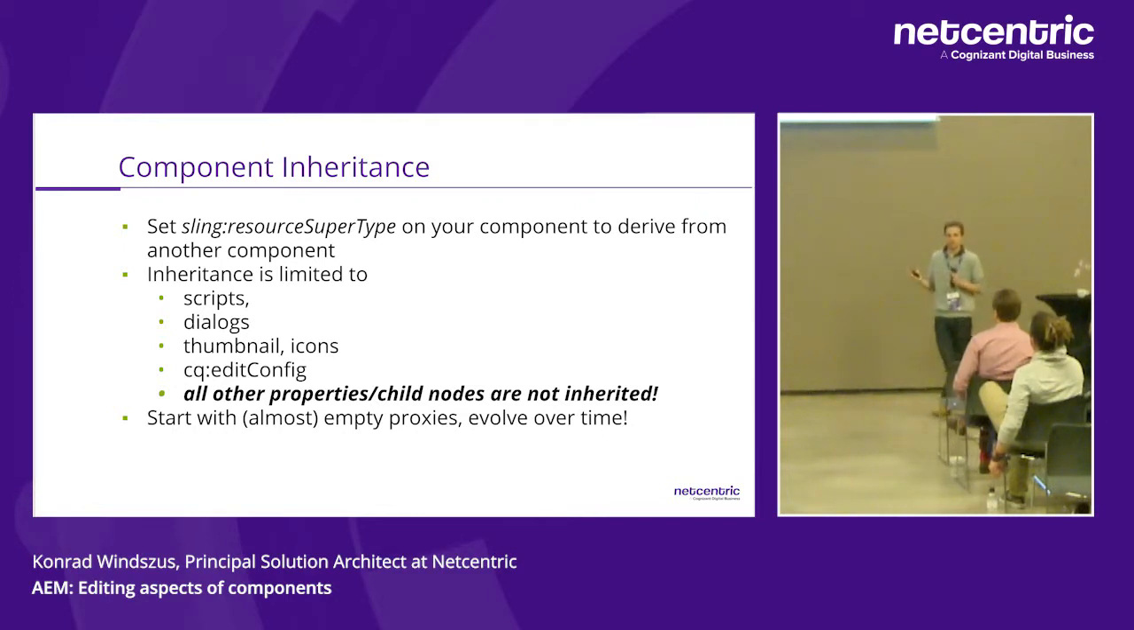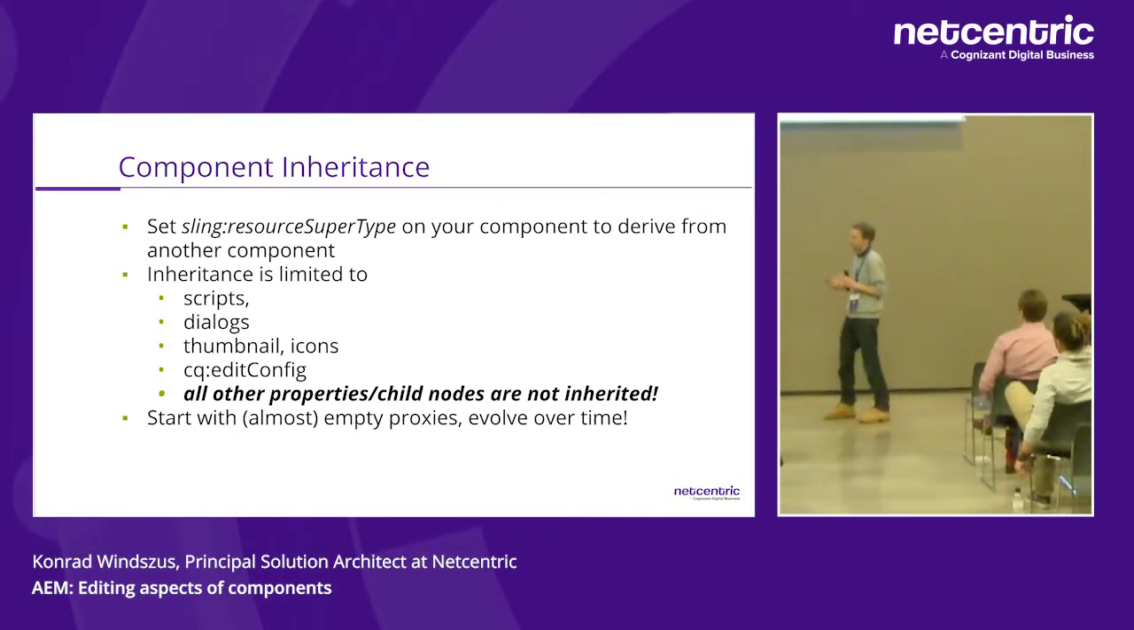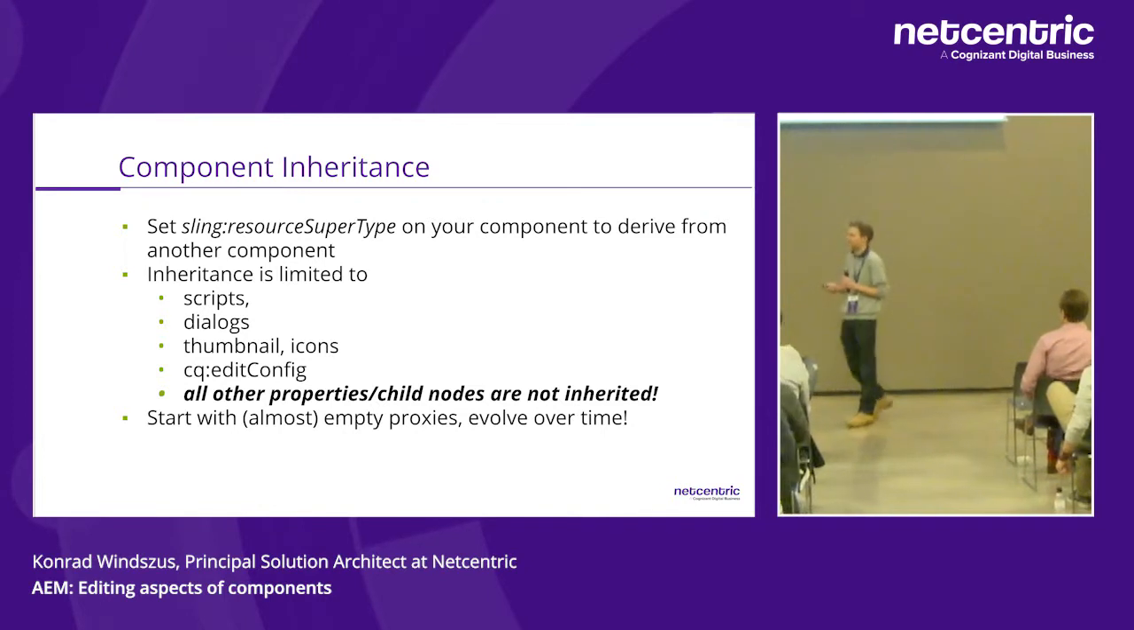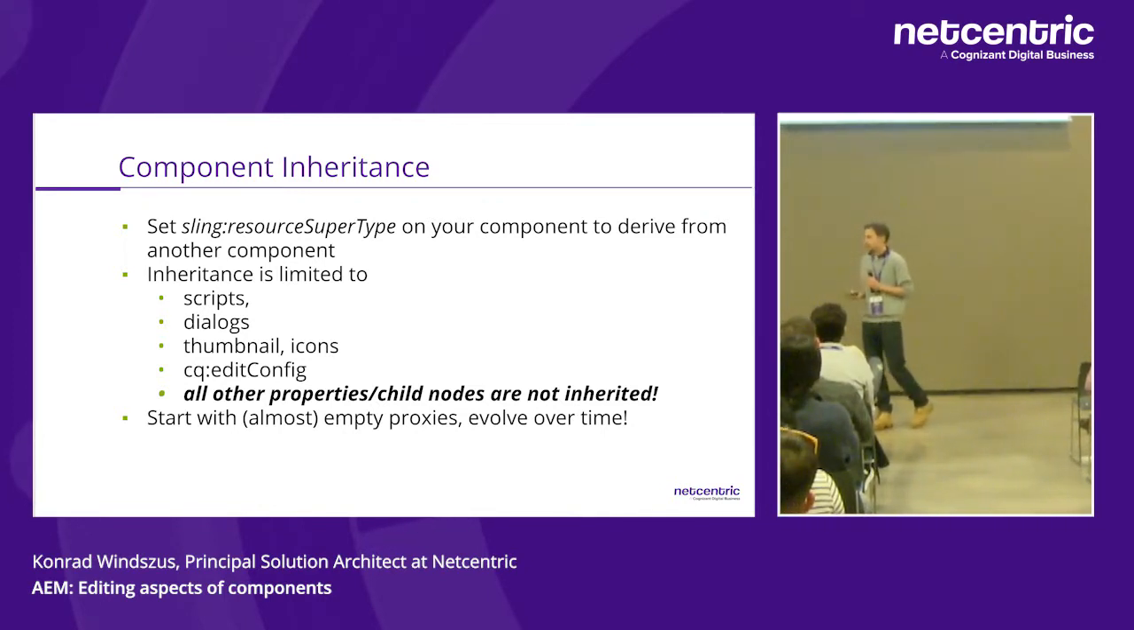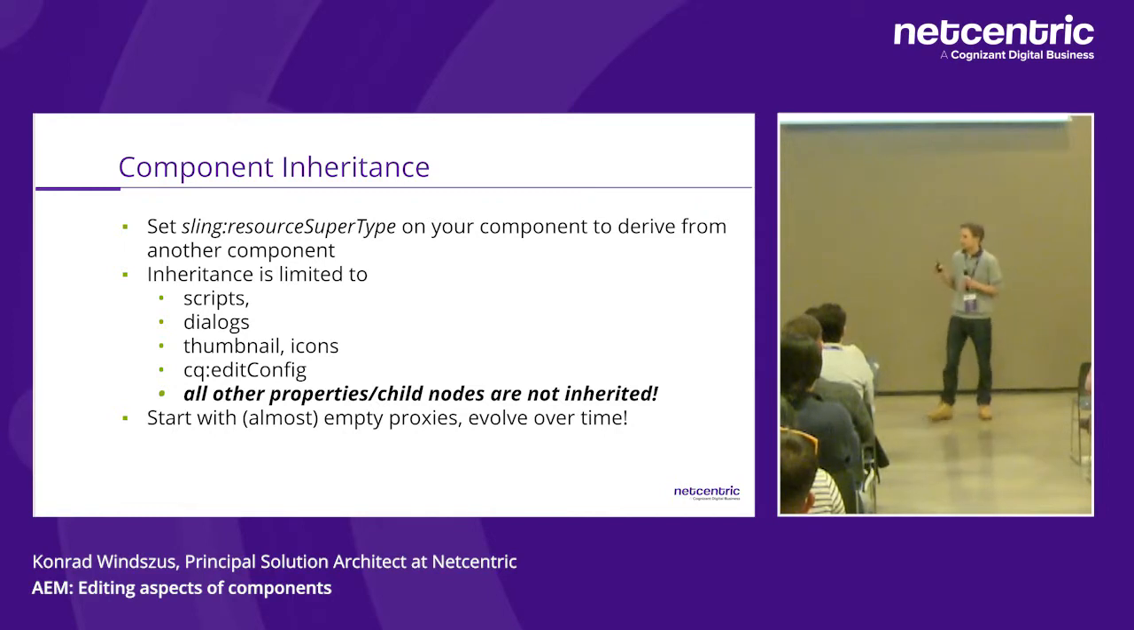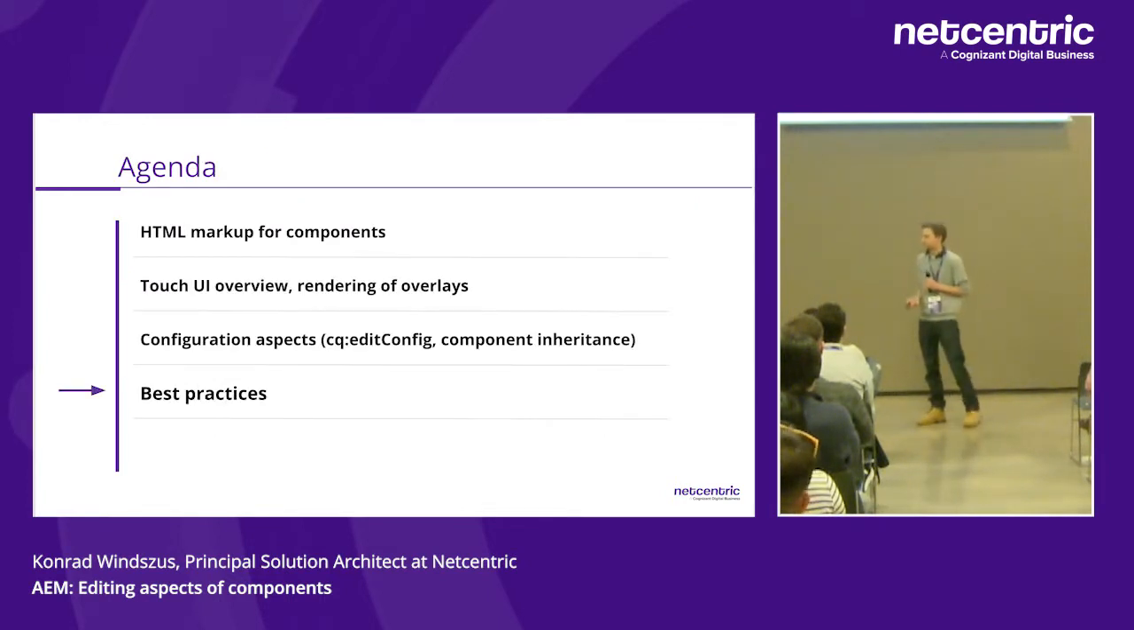So for now, the solution is unfortunately copy and paste. Very sad. I have a ticket open. It's not yet fixed with 6.4 though. But still the best practice is you start with almost empty proxies and then you evolve them over time. So almost empty, as I said. Not everything can be left out, unfortunately.